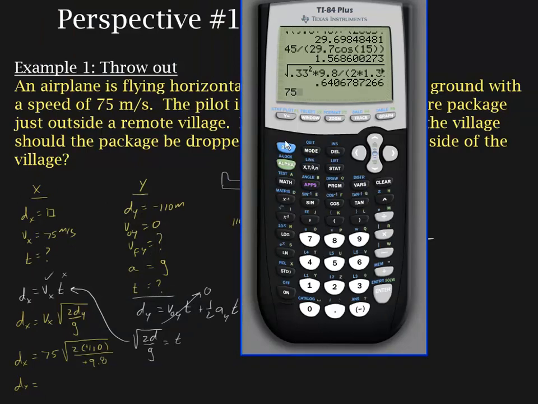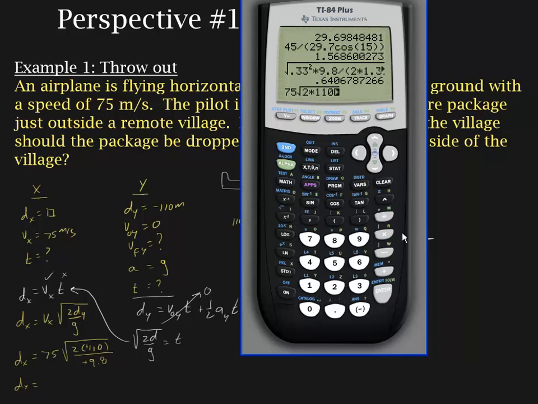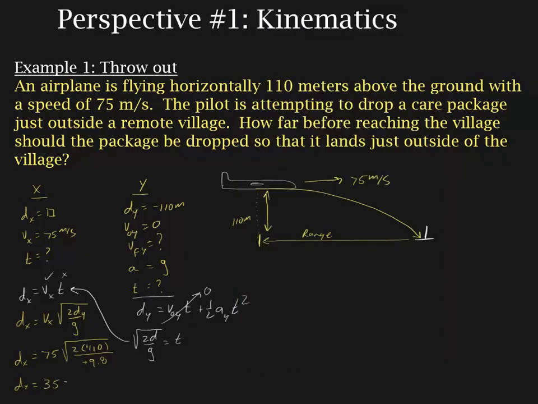75 times the square root of 2 times 110 divided by 9.8. That's 355 meters. So the airplane should release the package when it's 355 meters out in front of the village.